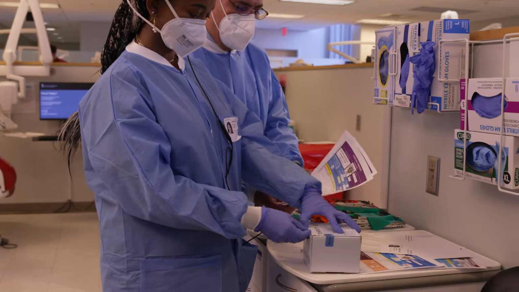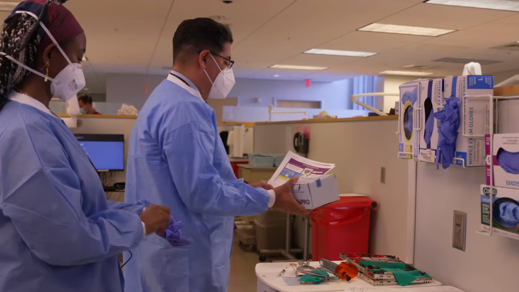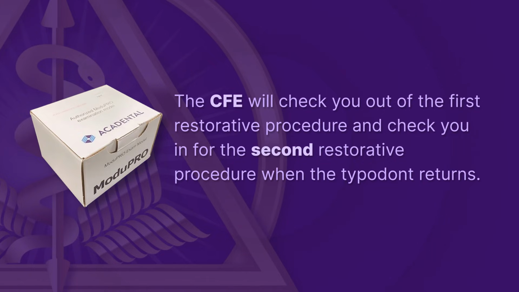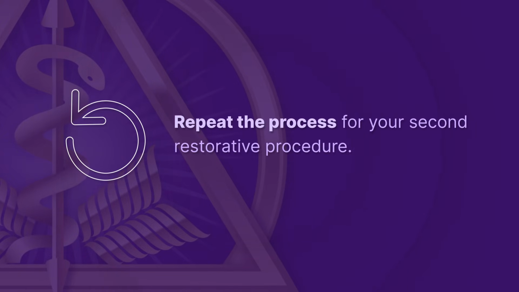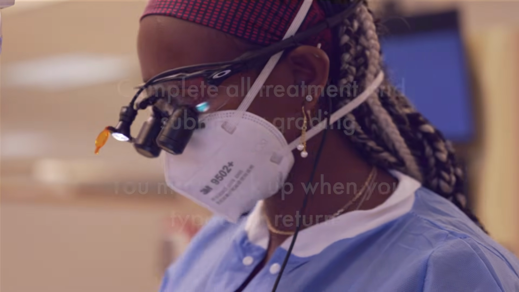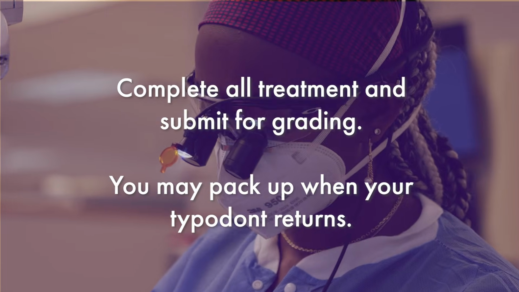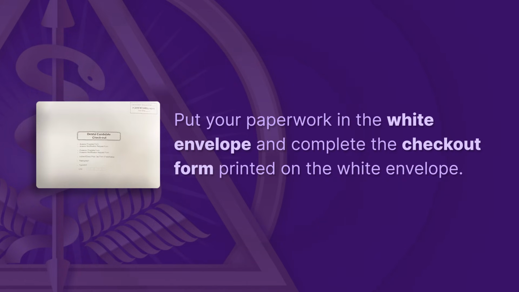The typodont arches will be placed in the typodont box to be sent for grading, along with the exam forms and cubicle card. The CFE will check you out of the first restorative procedure and check you in for the second restorative procedure when the typodont returns. Repeat the process for your second restorative procedure. Place the typodont with both restorative arches back in the box.